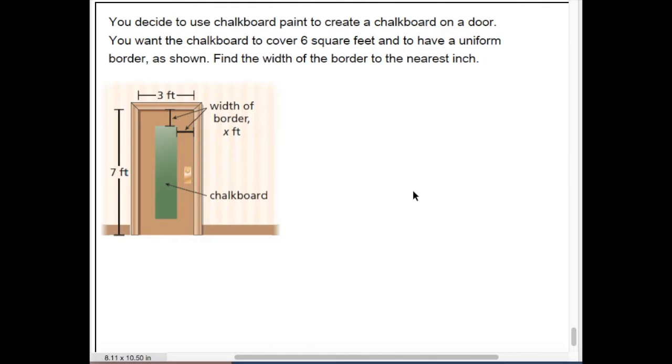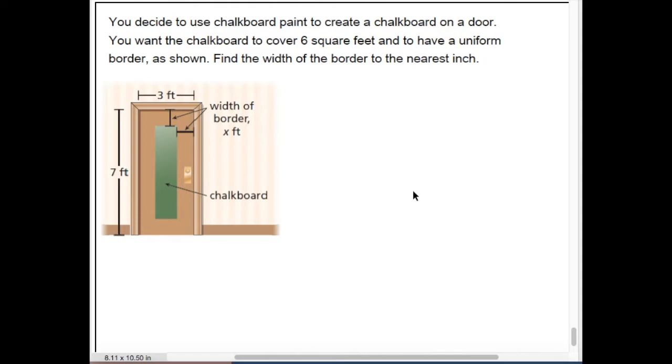Here's a word problem, modeling with mathematics. You decide to use chalkboard paint to create a chalkboard on a door. You want the chalkboard to cover 6 square feet and to have a uniform border as shown in the diagram. Find the width of the border to the nearest inch.